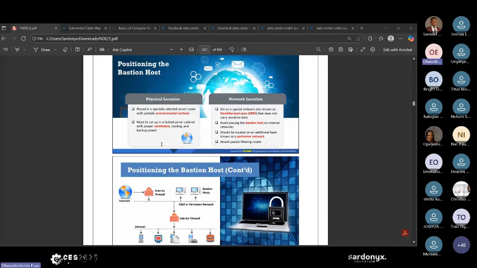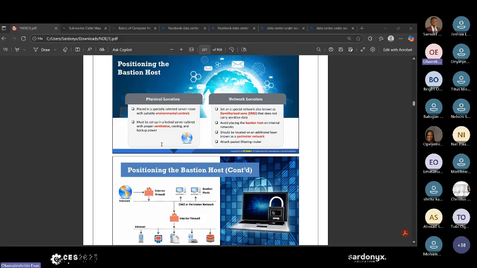Now, the position of the bastion host, its physical location. It can be placed in a specially selected location. That's why I said where you place it is very important, because sometimes if you place it wrongly, people can do privilege escalation and still have access. They can do lateral movement or pivoting. So it can be placed in a specially selected server room with suitable environmental controls. It can be locked. It must be set up in a locked server cabinet with proper ventilation, cooling, and a backup server. Of course, it must be cool because a lot of people are interfacing with it.